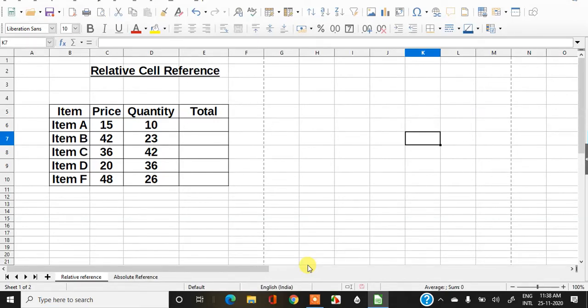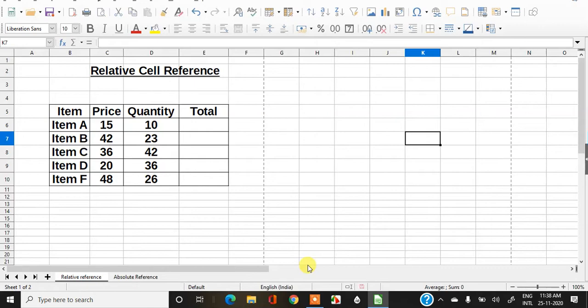Hello dear students, today I am going to tell you about cell referencing. First of all, what is cell reference? The cell address in a formula is known as cell reference. Fine. So we will study the relative cell reference and the absolute cell reference in today's topic.